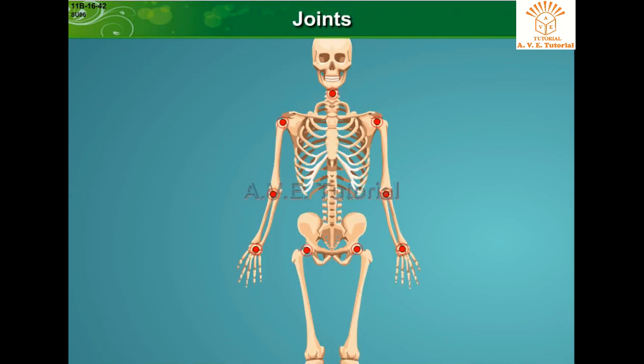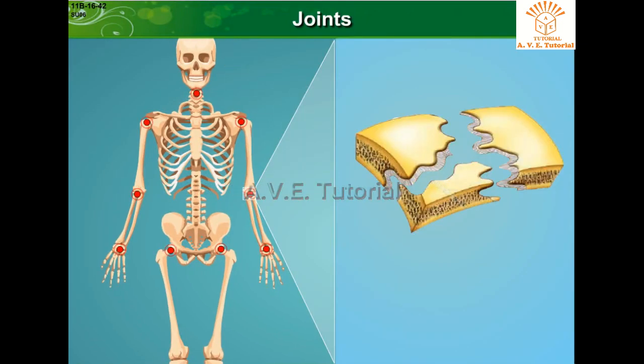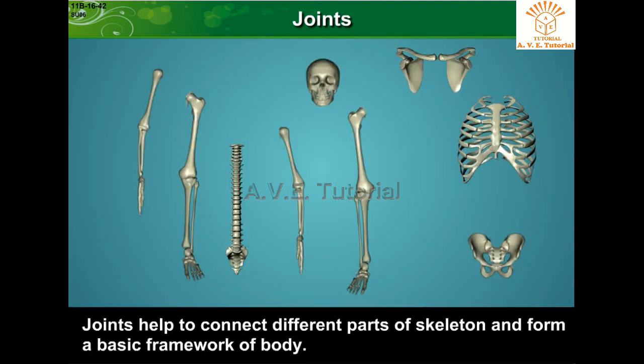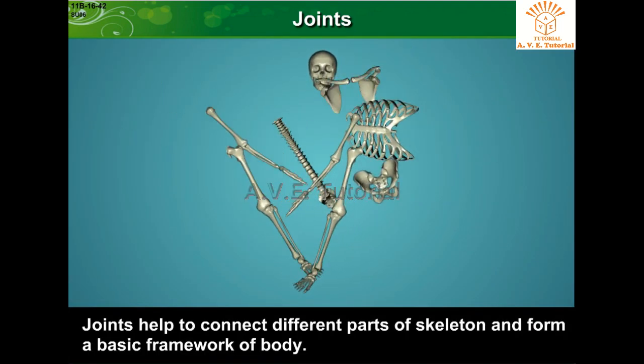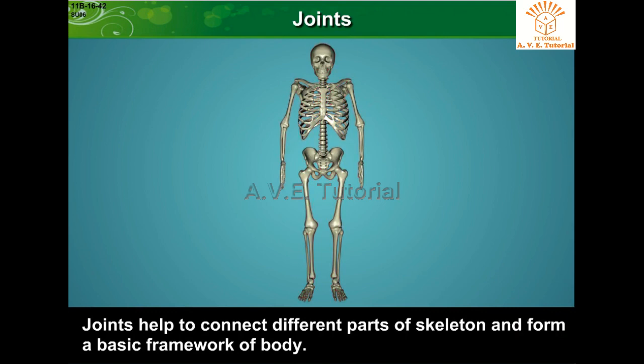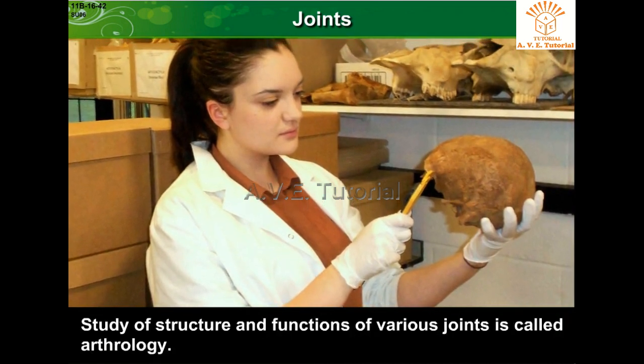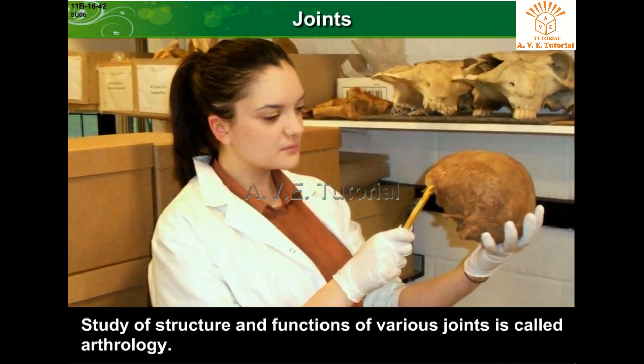Joints. A place where two or more bones get articulated with one another is called a joint. Joints help to connect different parts of the skeleton and form a basic framework of the body. The study of structure and functions of various joints is called arthrology.